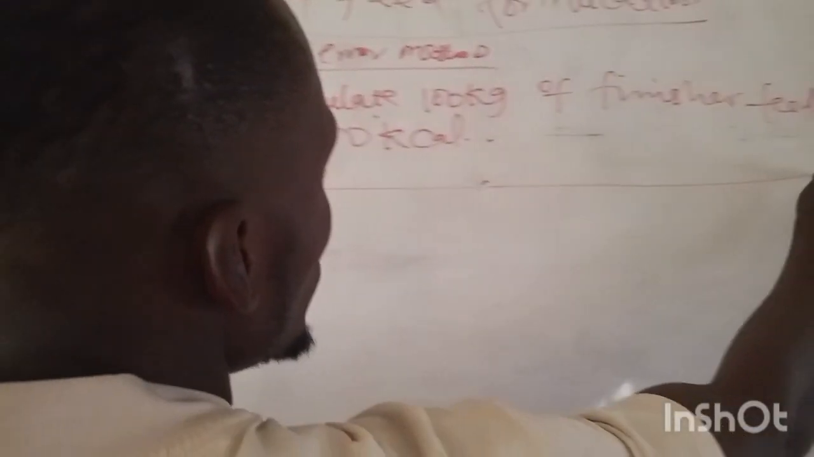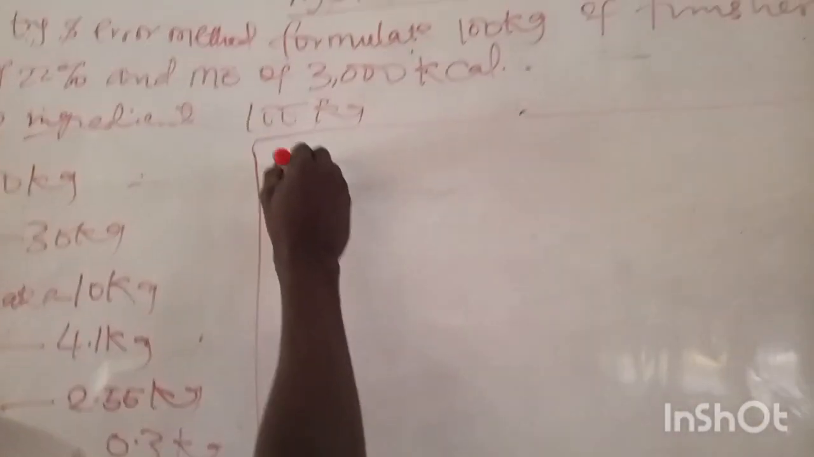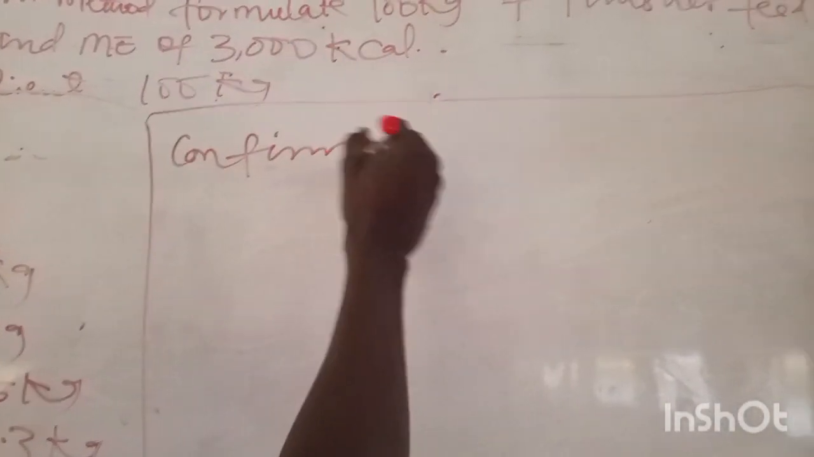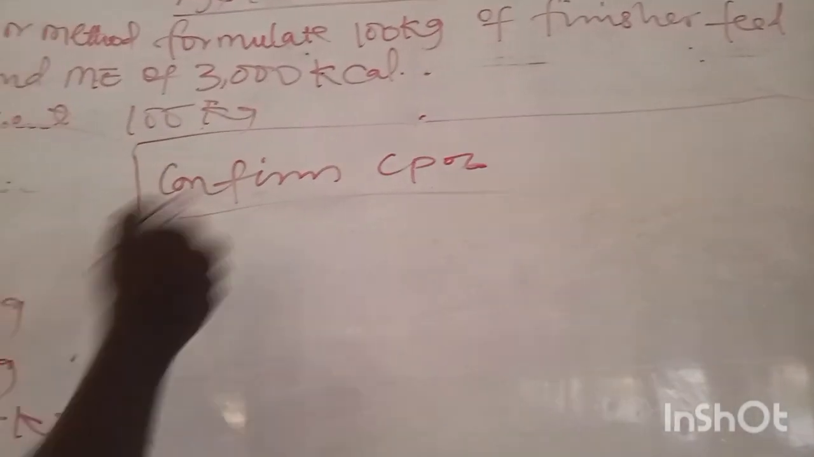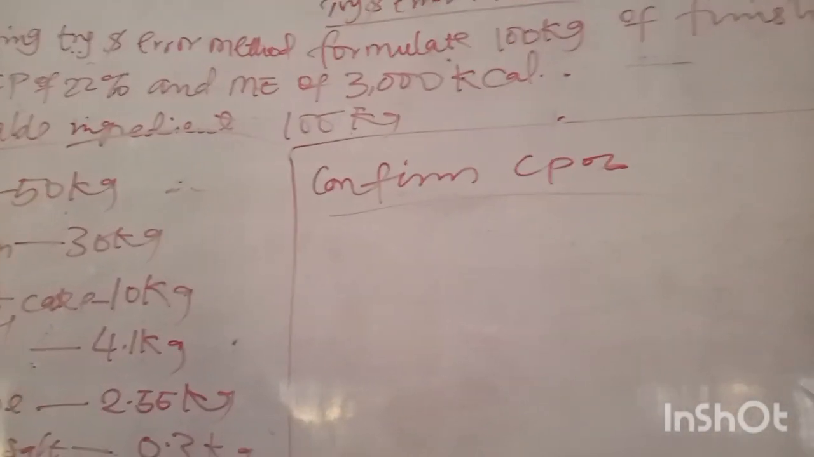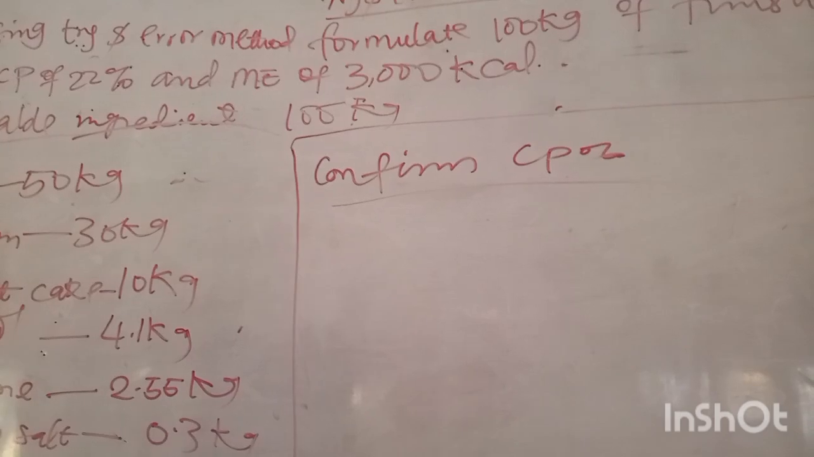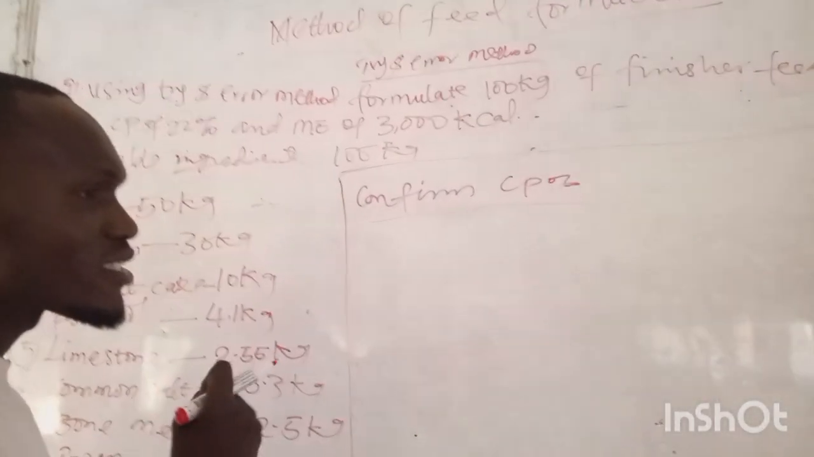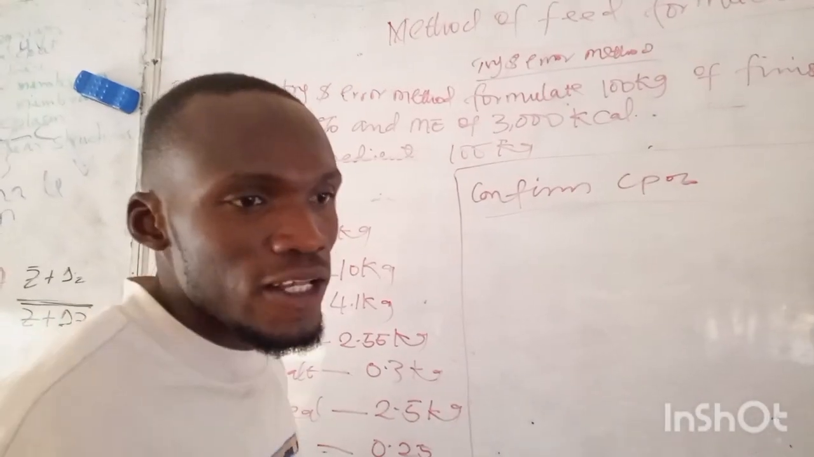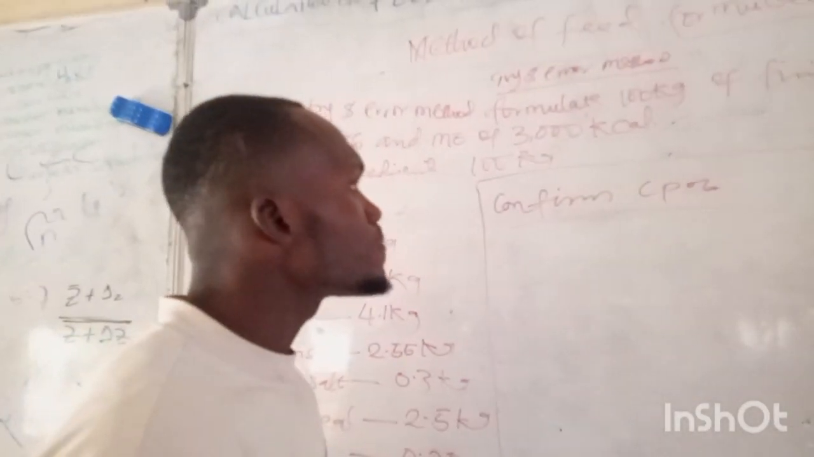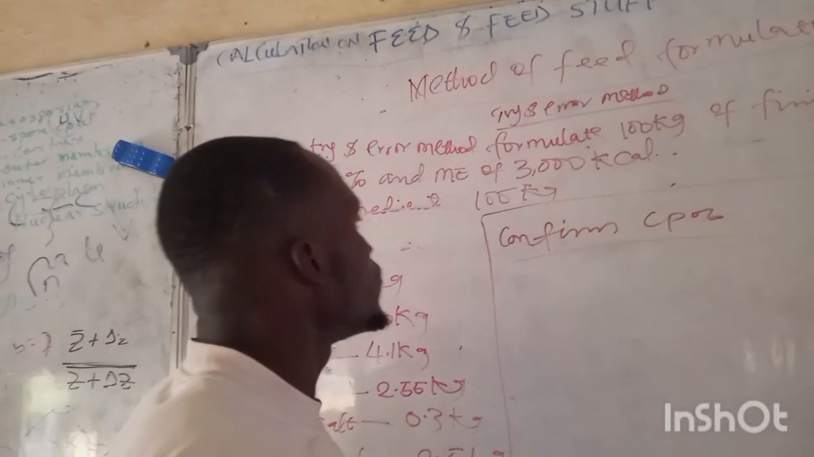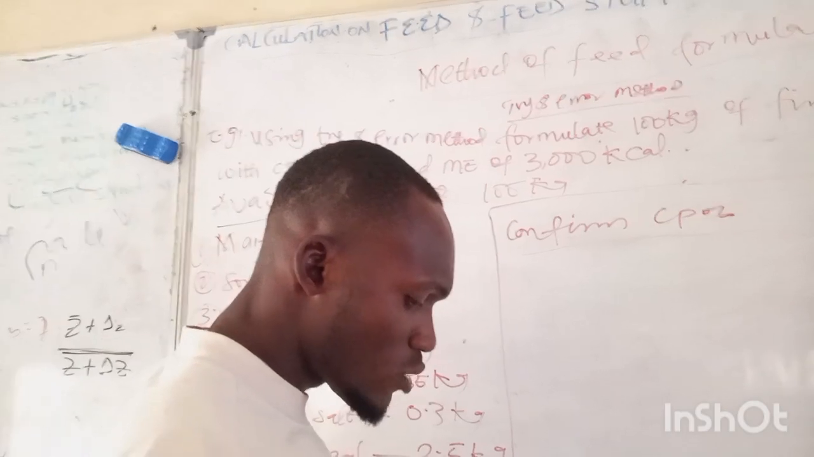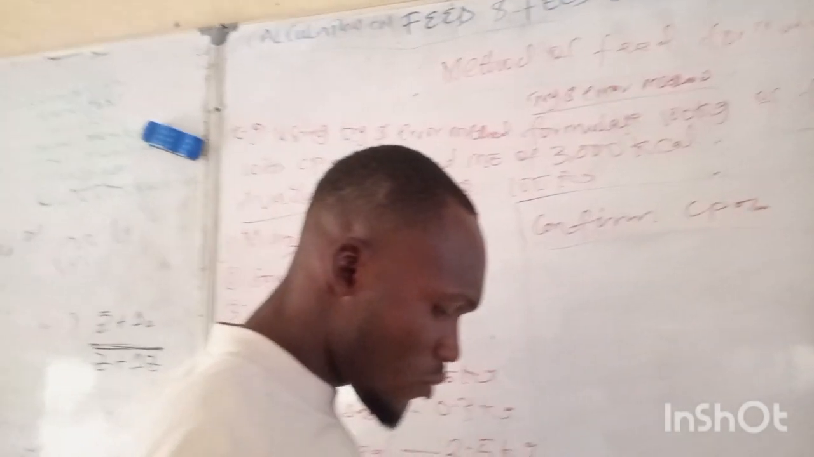So let me just say it. Confirm CP percent. Let me put it that way. You confirm the CP percent. Now, how do we do the CP percent? Remember, if you want to calculate the CP of any ingredient, there is a constant value that has been arranged for it already. So I'm going to be opening my phone to check the constant value for everything, and we are going to be calculating it. Let me just go quickly to my phone. I think we have it somewhere here.